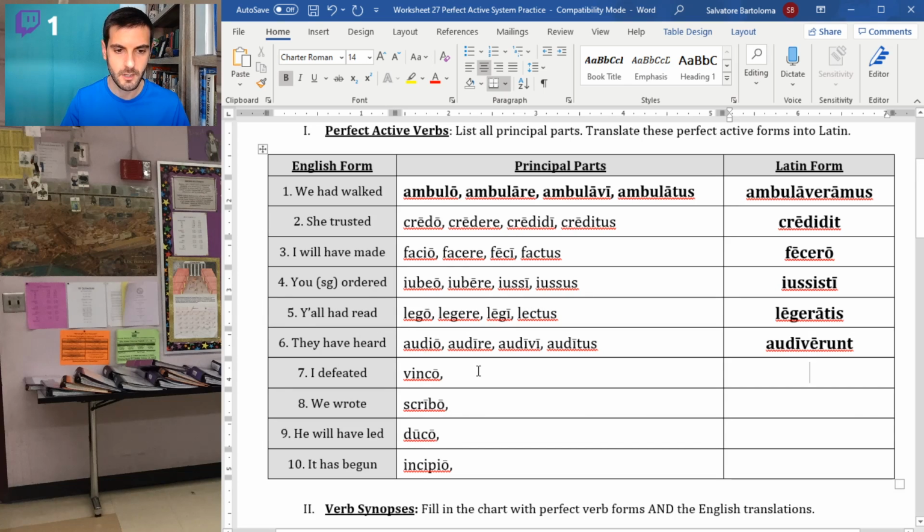Next verb is vinco. The principal parts of vinco, this is kind of a classic pattern when you have an N in the first two principal parts, like vinco, vincere. Oftentimes that N is going to disappear. So you get vici and then victus. This is the verb to defeat, to conquer. So I defeated, that is perfect tense, just first person singular. It's the third principal part. It is vici. So veni, vidi, vici. I came, I saw, I conquered, I defeated.